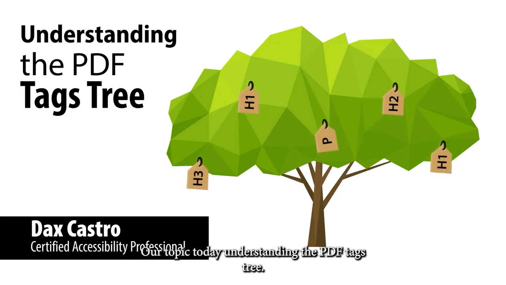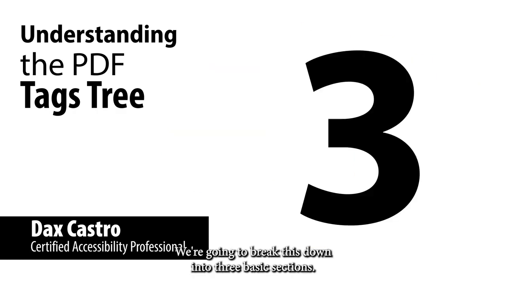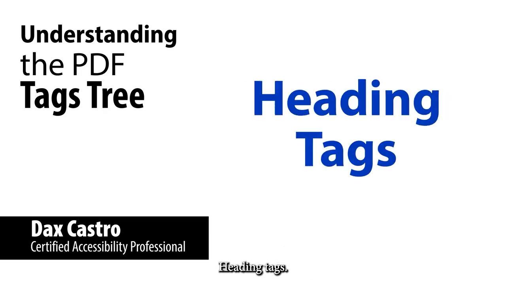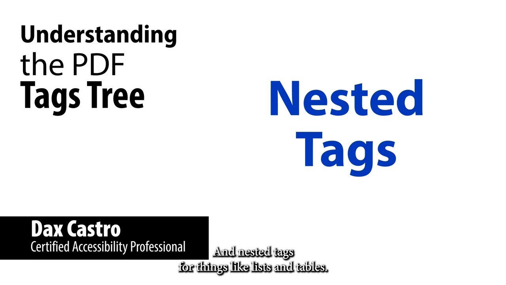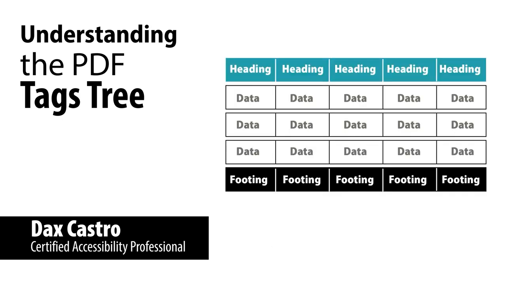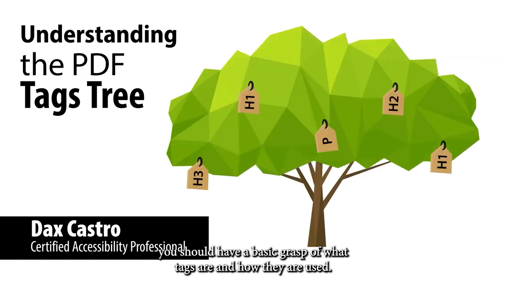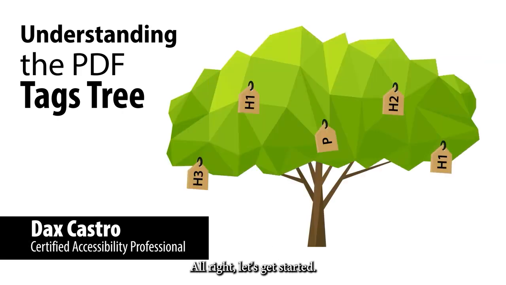Our topic today, understanding the PDF tags tree. We're going to break this down into three basic sections: container or structural tags, heading tags, and nested tags for things like lists and tables. By the end of this video, you should have a basic grasp of what tags are and how they are used. All right, let's get started.